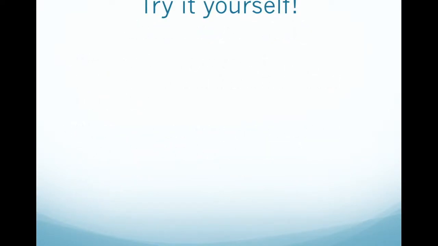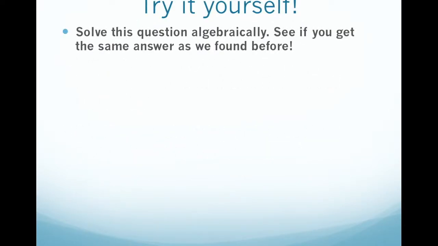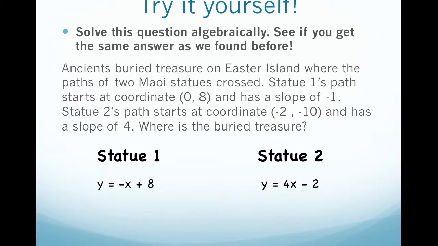Now it's your turn. Solve the same question algebraically and see if you get the same answer that we found before. You answered the question of two Maori statues that cross, and we got a certain coordinate. But now I want you to do the same thing, but algebraically. So remember, comparison method, y equals y. First step, solve for x. Second step, solve for y.